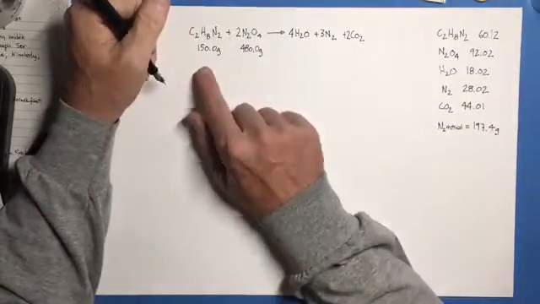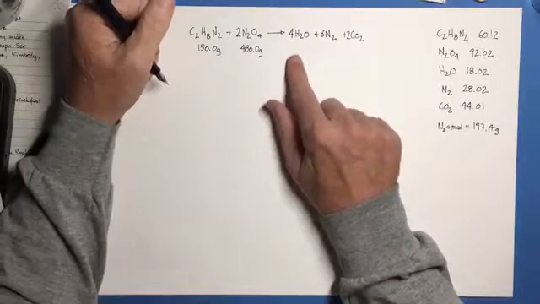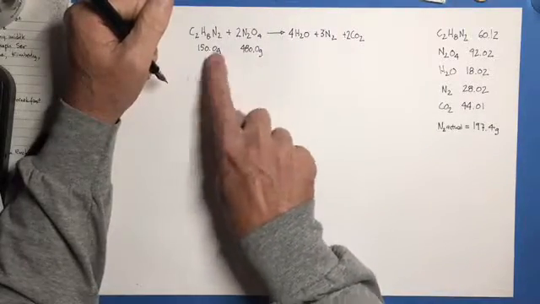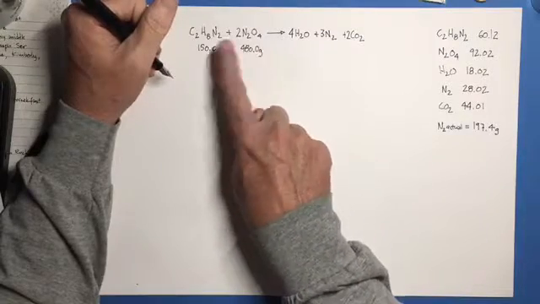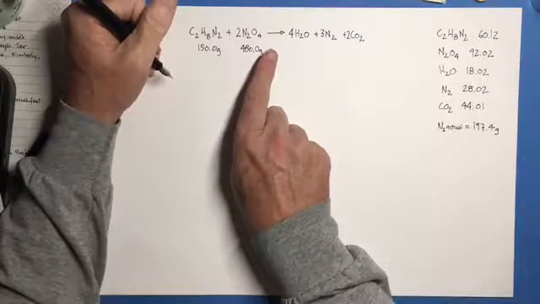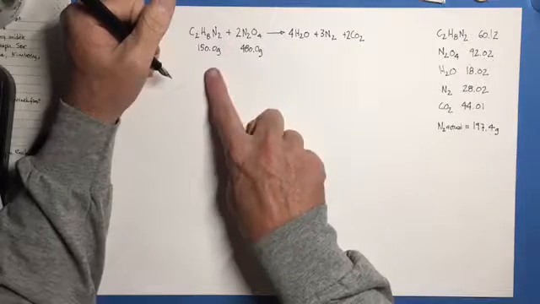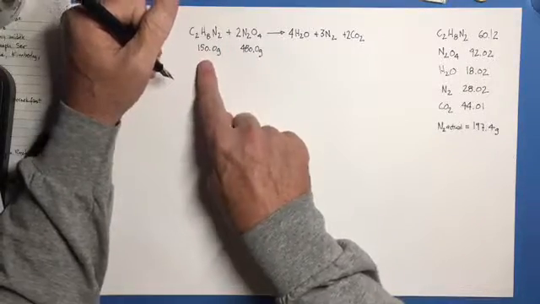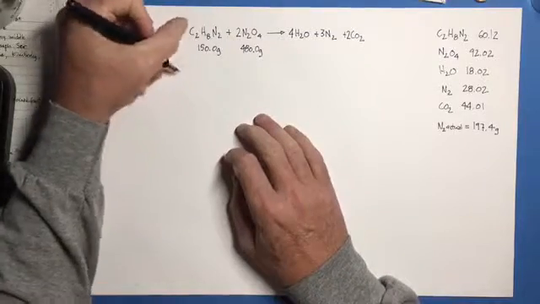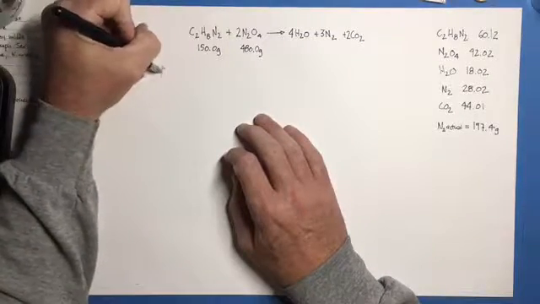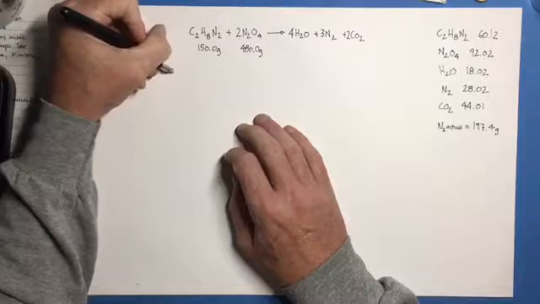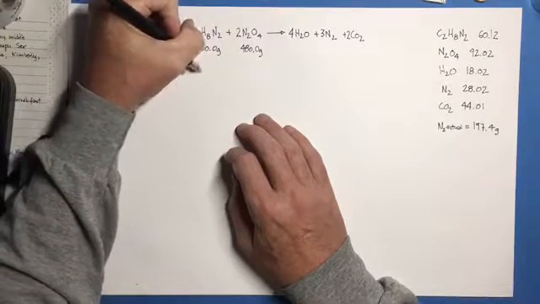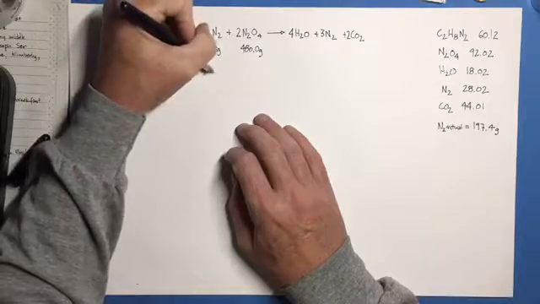So the first thing I need to do before I can deal with what my products are going to be, I need to compare my reactants and find out which one of these amounts is going to limit that reaction. So I'll pick either one, and I'll use stoichiometry to compare it to the other one. So I'll use my dimethylhydrazine here, and I'll say that 150 grams of C2H8N2.